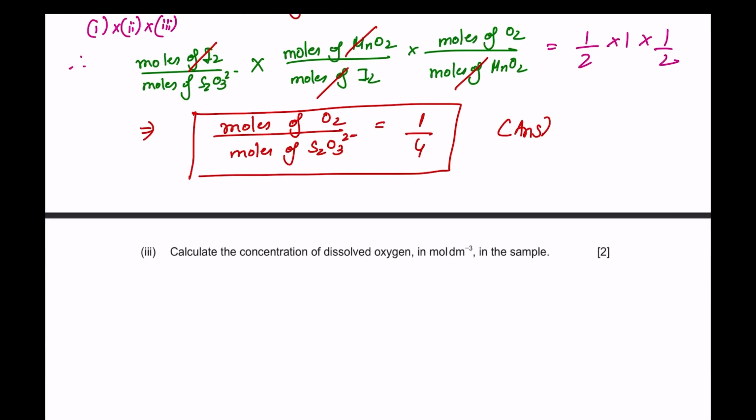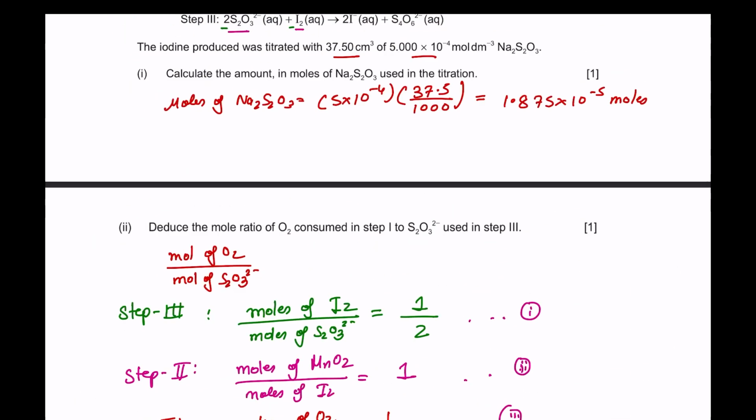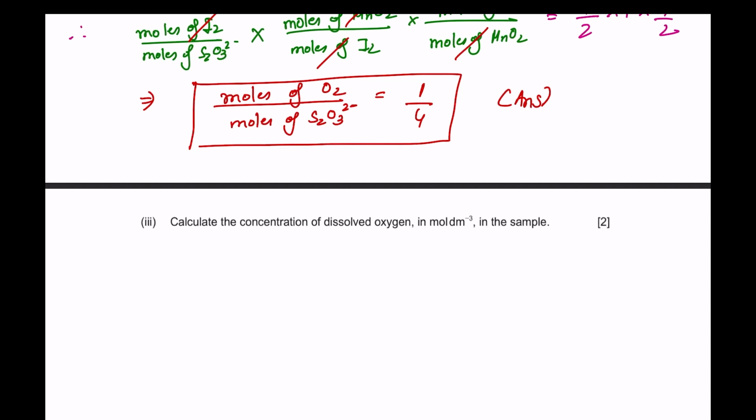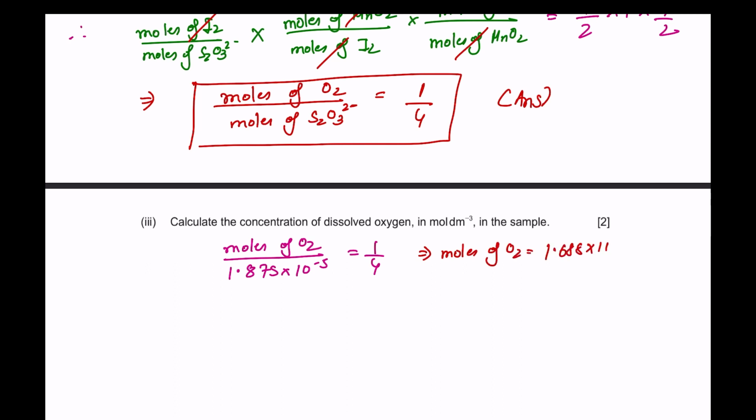Now let's move on to part 3, to calculate the concentration of dissolved oxygen. From here we know the moles of Na2S2O3, and we can just assume Na2S2O3 is a strong electrolyte. So all of the Na2S2O3 will dissociate into Na plus and S2O3 2 minus ions. So moles of S2O3 2 minus will be equal to the moles of Na2S2O3. So just plug in here: moles of O2 by moles of S2O3 2 minus is equal to 1 by 4, and the moles of S2O3 2 minus is 1.875 times 10 to the power minus 5. From here moles of O2 would be 1.688 times 10 to the power minus 6.